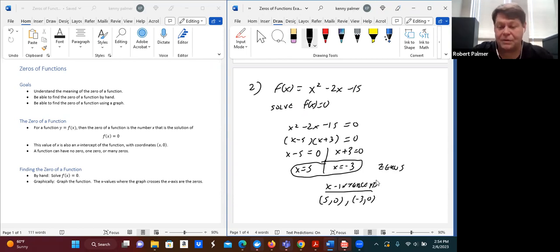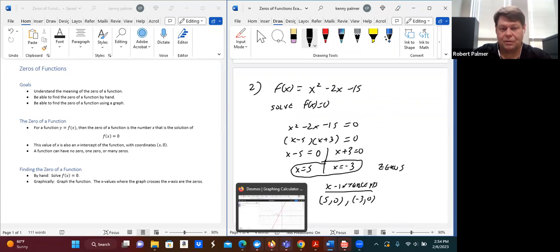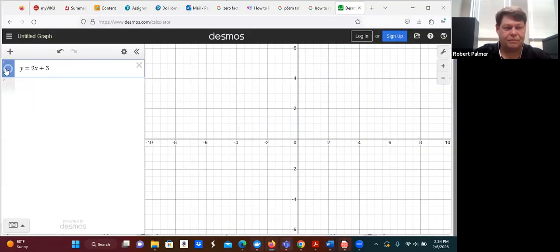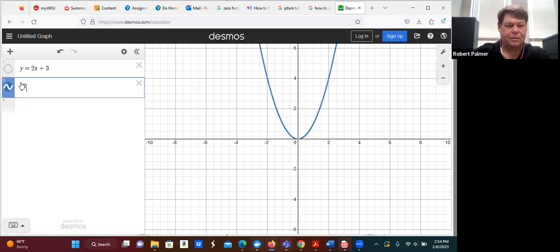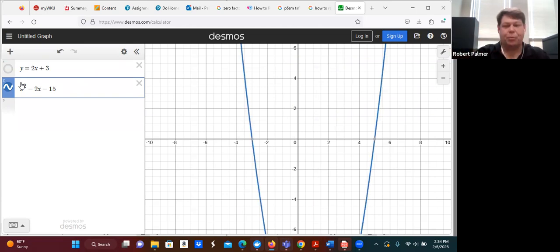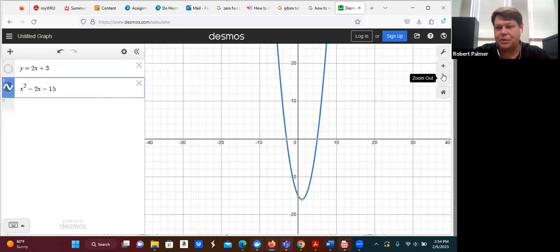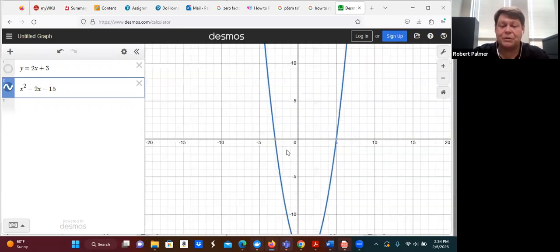Let's also graph this on Desmos to show this. Let's just turn this one off. And so we have x squared minus 2x minus 15. So we have a parabola. I can zoom out to show it as a parabola, then zoom back in. These dots show where our intercepts are, negative 3, 0, and 5, 0. So once again, our zeros are negative 3 and 5.